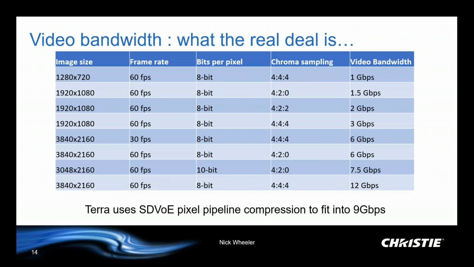And this permits us to do very light compression, so we can fit that resolution into a 10 gigabyte or a 9 gigabyte pipe. So the pixel pipeline compression permits us to do that. But again, we strip the signal, whether it's HDMI or DisplayPort, of everything that we don't need, and we only grab the actual pixels.